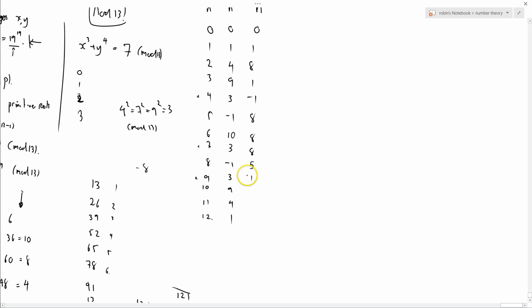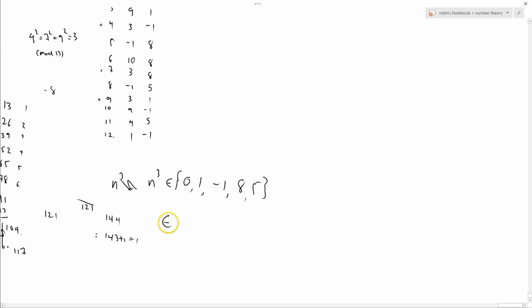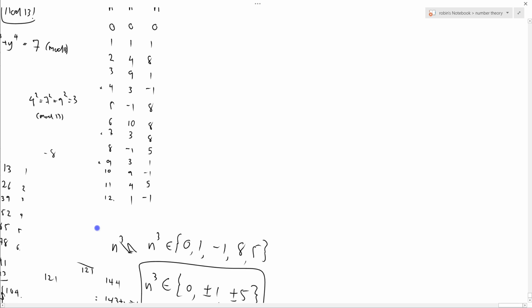9 threes are 27. 10 nines are 90. 11 fours are 44, so that's 5. 12 ones are 12. What can we conclude from that? That n cubed is a member of the set 0, 1, minus 1, 8, or 5. Well, I guess you could say that's 0 plus or minus 1 or plus or minus 5. N cubed is in this set here, which is quite nice. That's quite a nice result.